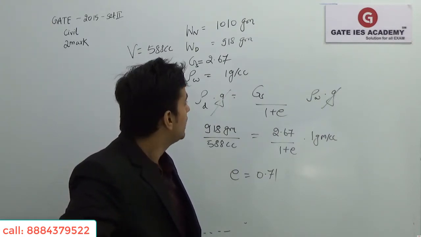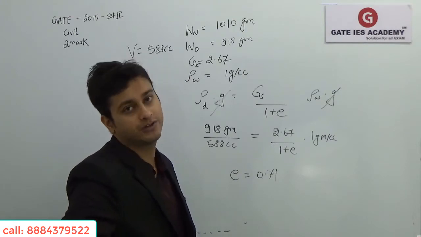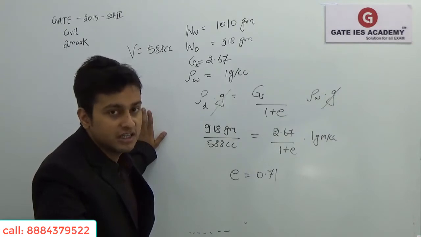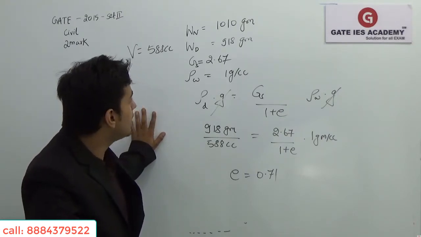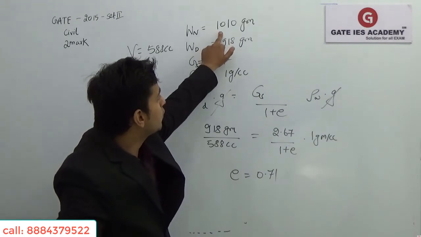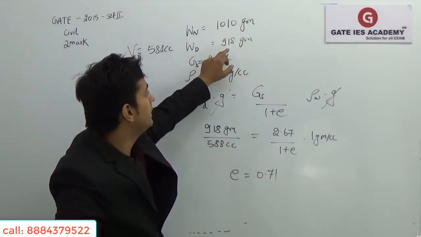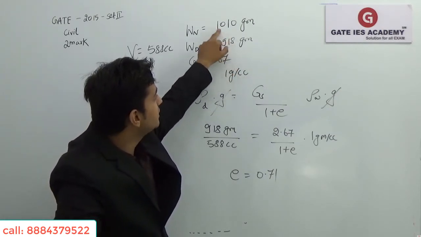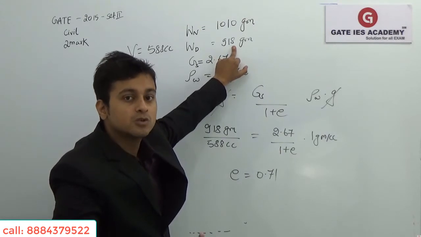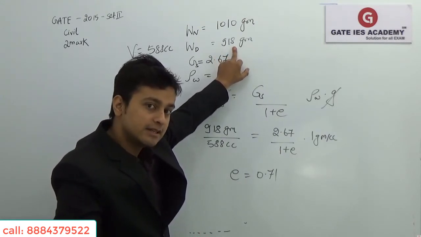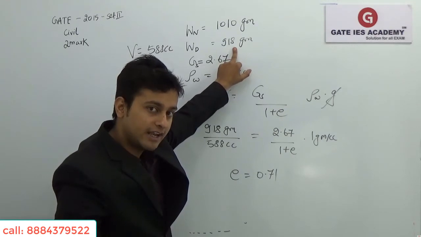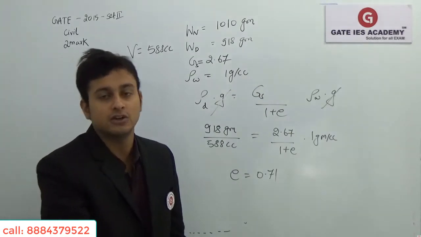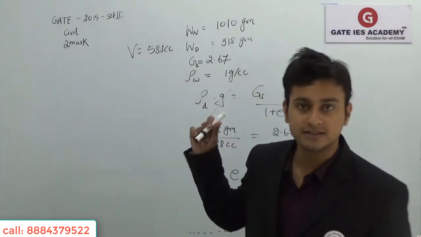Now, they can ask us to calculate the saturation also in this question. If there was such a question, try once to calculate the saturation also. How will you calculate? The net total weight of water you can get, and weight of solid will be nothing but 918. Subtracting these two will give me the weight of water. Weight of water divided by weight of solid is the water content. So you get the water content, you have GS, you have the E value, and you can calculate saturation very easily.